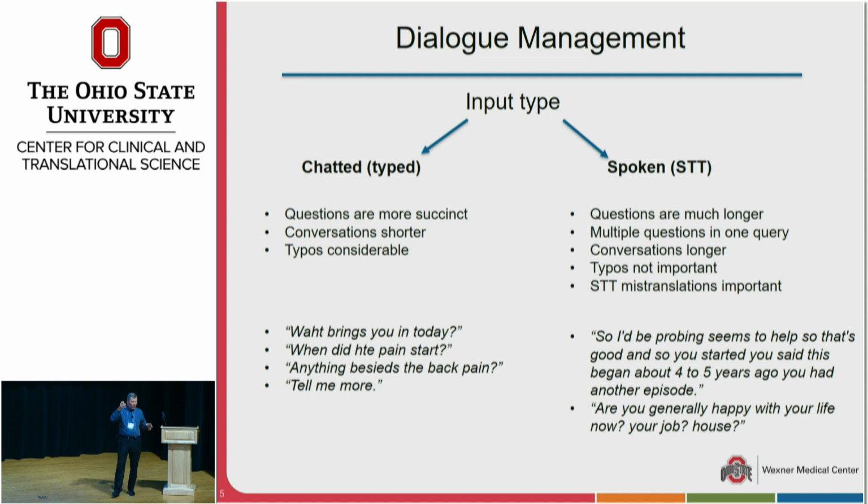And so depending upon the type of the dialogue that you're working with, speech to text can introduce some pretty amusing errors. And then if you're doing a spoken dialogue, students will tend to lump several questions together. Are you generally happy with your life now, your house, your job? Well, which one of those?